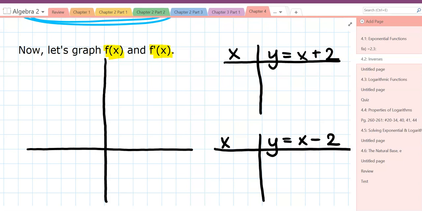You can pick any numbers you guys want. Okay, I don't care what numbers you pick. I'm going to go with 1 and 2. Okay, and then I would plug that into my function. So it's the x value plus 2. So what would be 1 plus 2? 3. What's 2 plus 2? 4.